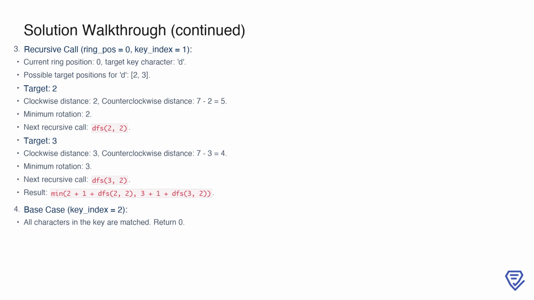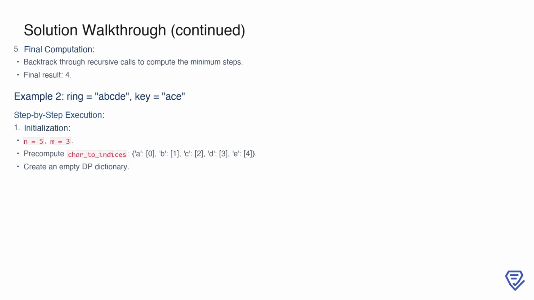From here, we make further recursive calls to evaluate the cost of matching the rest of the key starting from these positions. At the base case, when the key index equals the length of the key, meaning all characters are matched, we return 0. This indicates that no more rotations are needed. Combining these results, we compute the minimum steps required to match the key at this stage. After all recursive calls are completed, we backtrack through the results to compute the final answer. This involves summing up the minimum rotations and steps calculated at each stage of recursion. For this example, the minimum number of steps required to spell the key GD from the given ring is 4.